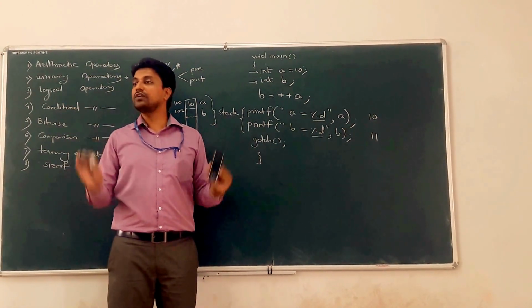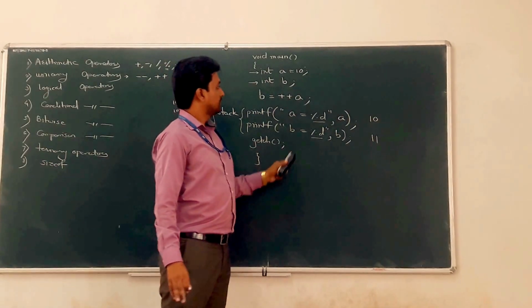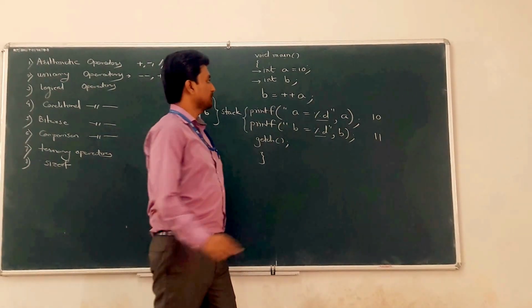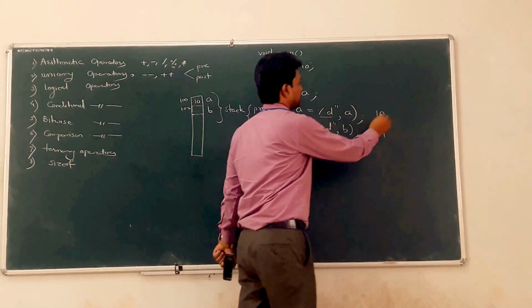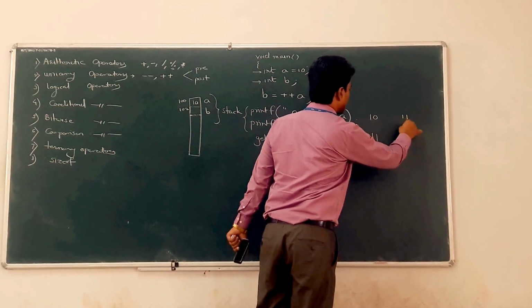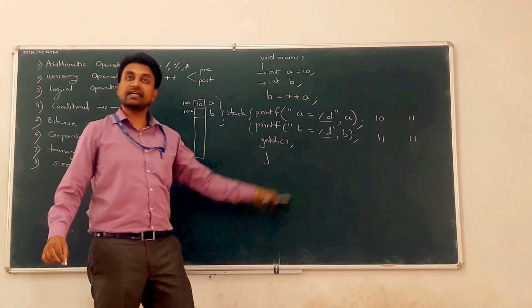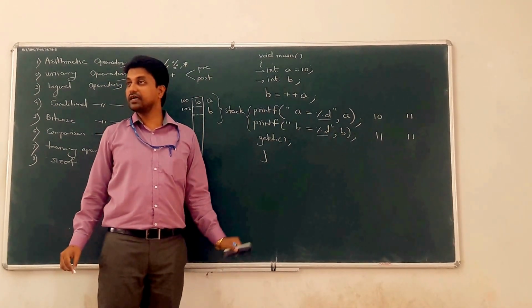Okay, so how it works? Here A is equal to 11 and B is also equal to 11. That is the exact output, correct output.